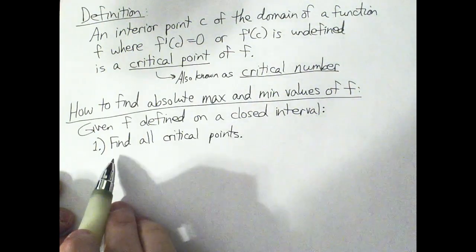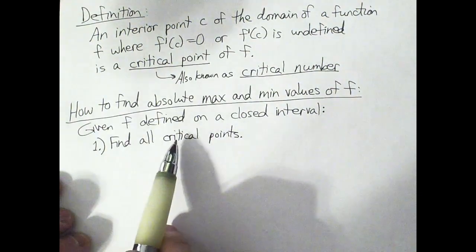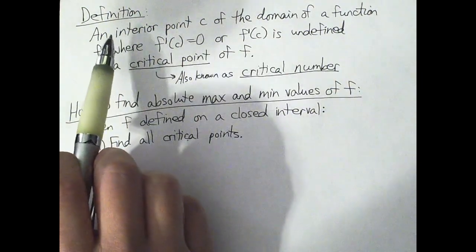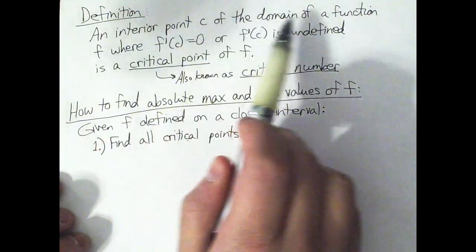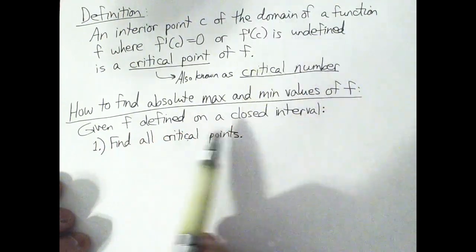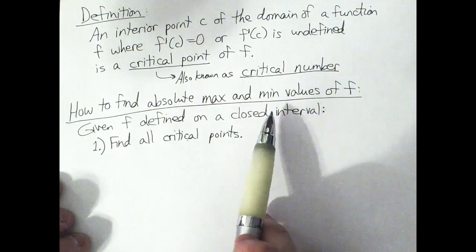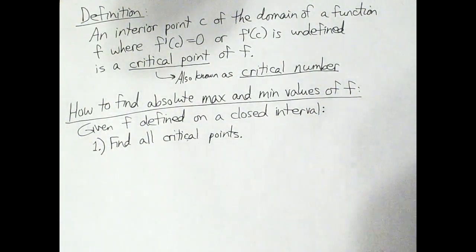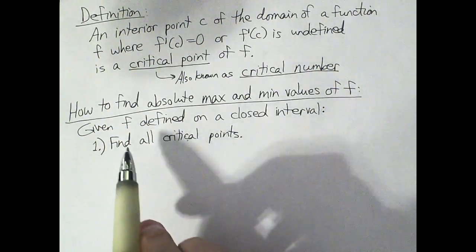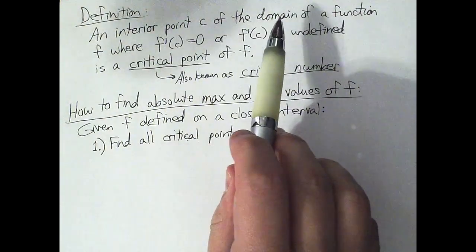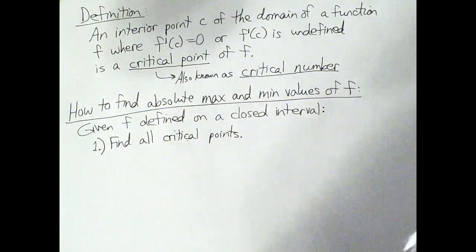But I want to point out something to you. Look at the definition of critical point. It says that a critical point, an interior point C of the domain of the function, it has to be in the domain of the function. So if we're given a function with some small closed interval, square bracket 1 to 6, or square bracket 2 to 10, or whatever it is, the critical points we find, we're only going to consider the ones that are in the domain. They have to be in the domain to be considered a critical point.